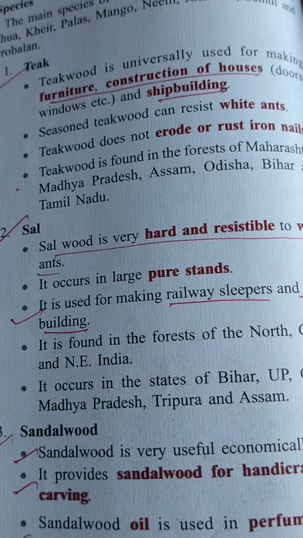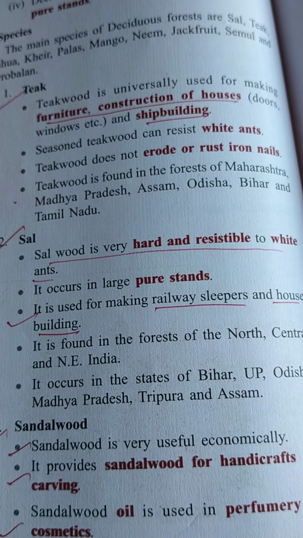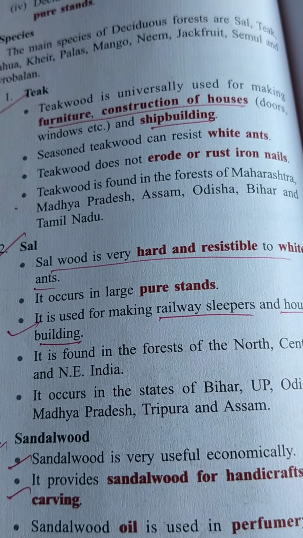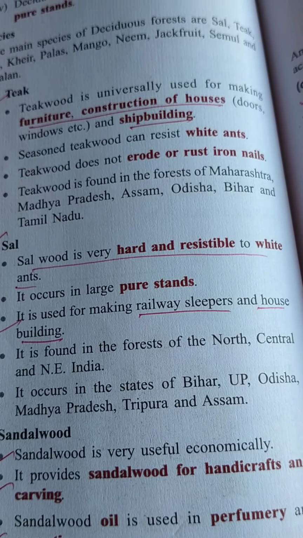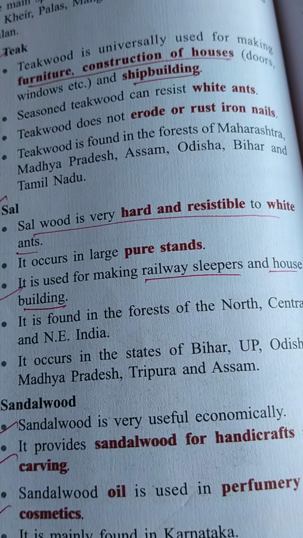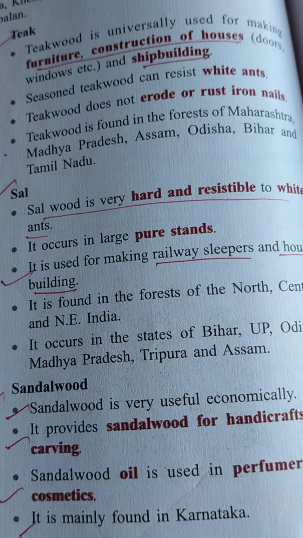इसके अलावा जो दूसरा इंपॉर्टेंट ट्री है वह है साल. ये भी हार्ड एंड ड्यूरेबल ट्री होता है, इसमें भी वाइट एंड रेसिस्टेंट होता है. ये भी प्योर स्टैंड पर होता है. इट इज़ यूज फॉर मेकिंग रेलवे स्लीपर एंड हाउस बिल्डिंग के लिए इसका यूज़ किया जाता है. ये आमतौर पर नॉर्थ ईस्ट इंडिया और बिहार, MP वगैरह में पाया जाता है.